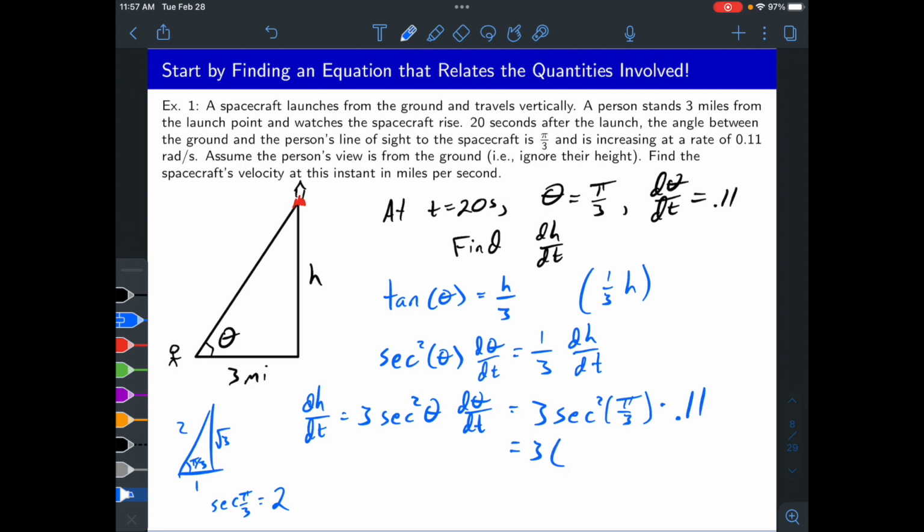So this becomes 3 times 2 squared times 0.11. 3 times 2 squared, 3 times 4 is 12. 12 times 11 is 132. But then we're multiplying by 0.11, so we would move the decimal over 2 spots. So 1.32, and this is miles per second.